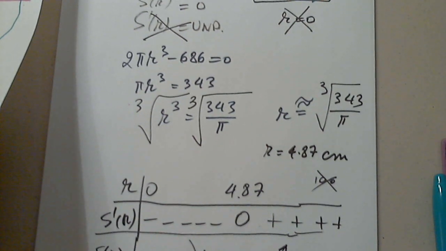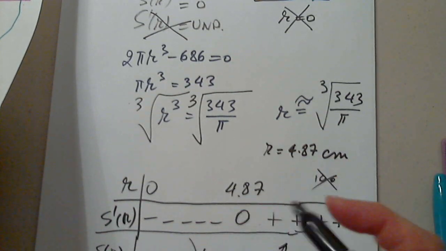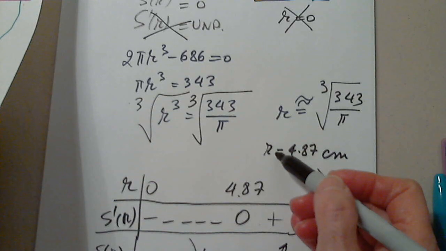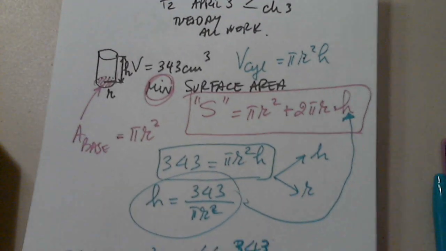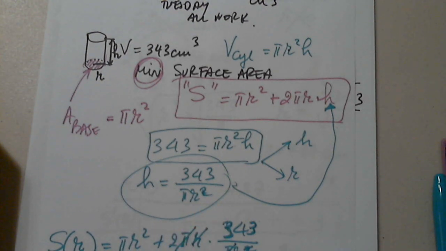What is the minimum? Because they're asking us to find not just the area, but the radius and the height. I didn't find the height yet, so I have to find the height. 343 divided by pi r squared. So let's do that right now because they're asking us. And here's how I like to do it. So I have 343 divided by, in parentheses, pi, because there is a pi in there, times the previous answer squared.